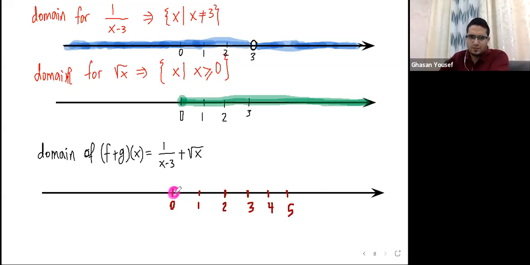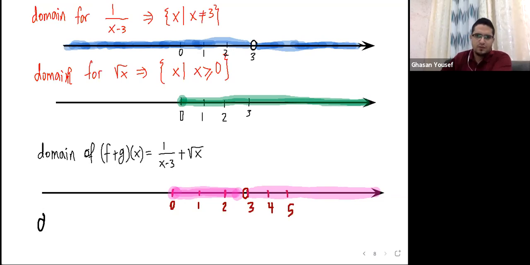The 0 is included, and all numbers here except the 3. The 3 is not included because it's not common to both of the lines. So here is an open circle, like this. And all these values are included. So the domain is the intersection between both of the domains.